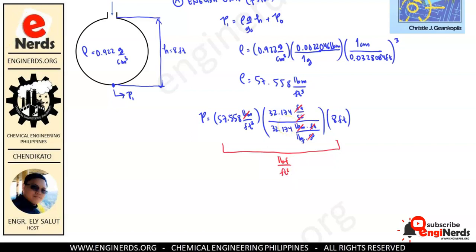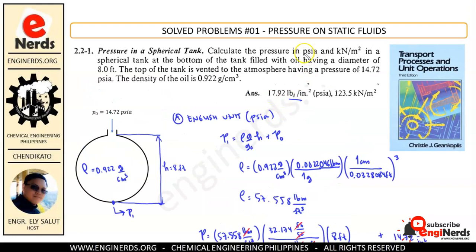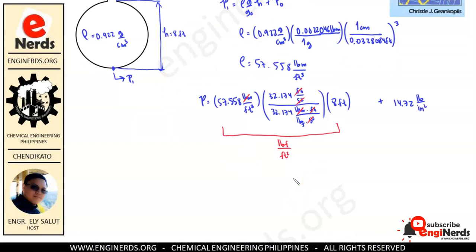And now, we are going to add this dito sa ating PO, which is in PSIA. So, this is equal to 14.72 pounds per square inch. And then, ang pinapahanap sa ating sagot should be expressed in pounds per square inch, di ba? Ito ay nakasulat dito. Okay? So, therefore, kailangan natin i-convert itong ating unit dito na pound force per square feet into pound force per square inch. So, to do that, we have to convert our feet squared into inches squared.